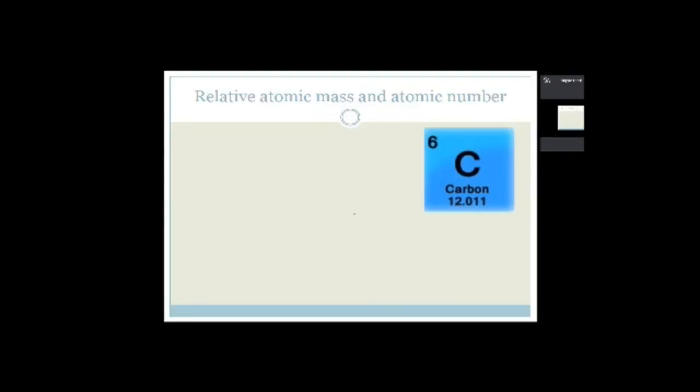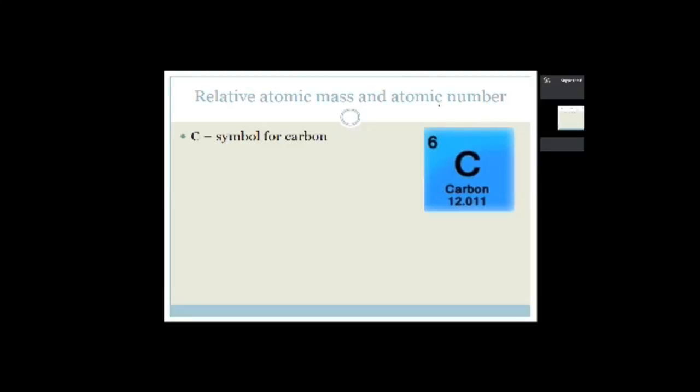Now, obviously, this is not what your periodic table is going to look like when you use it in the tests and exams, because first, it's not in color, it's black and white. Secondly, it doesn't give you the names of the elements, so you need to know the names. But it does give you what's called the relative atomic mass and the atomic number.